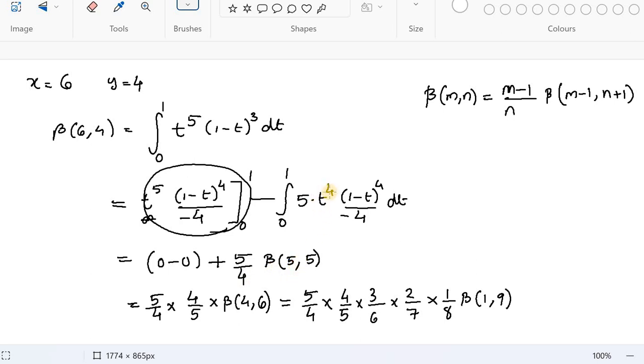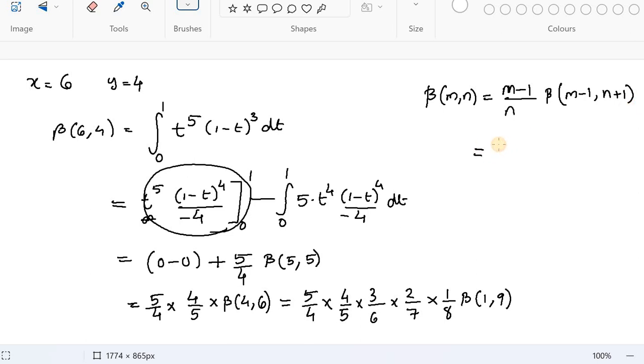This is t power 5 minus 1 into 1 minus t power 5 minus 1. So beta 5 comma 5. What you can say is beta of 6 comma 4 is equal to 5 by 4 into beta of 5 comma 5. Or in general, you can observe that beta of m comma n is equal to, this 6 becomes 5, that is m becomes m minus 1, divided by this denominator, which is 4 itself, so divided by n into beta of 5 comma 5. The 6 has become 6 minus 1 and 4 has become 4 plus 1. So beta of m minus 1 comma n plus 1.